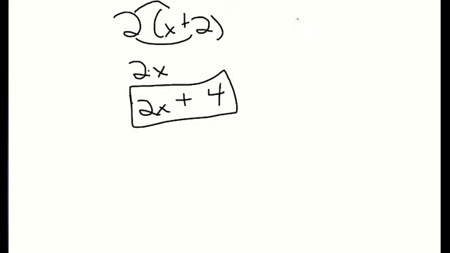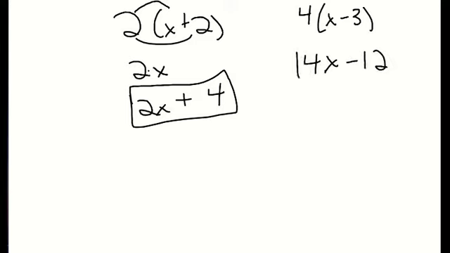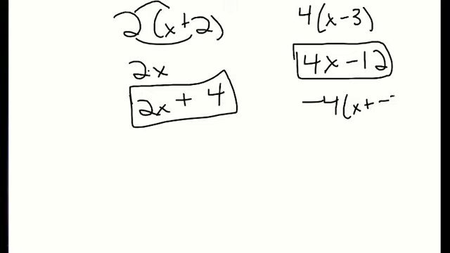Let's go for 4 times x minus 3. Well, we do 4x, we keep the middle sign, then 4 times 3 is 12. That's your answer. One more. Let's do negative 4 times x plus 2. X plus negative 2. Heck, let's make it a negative x. Make it a little bit more difficult.